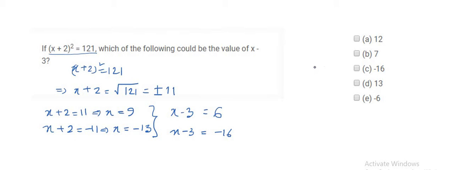So now let us look at the options, and see if we have both or either of them. We see that we only have the option −16, this one. We don't have +6, so this is the only answer for this case.